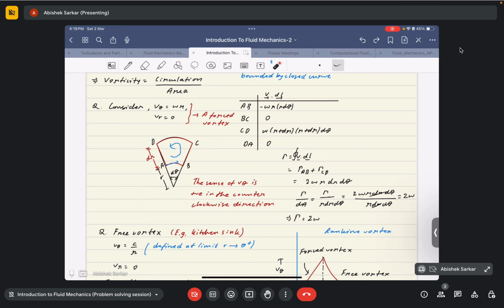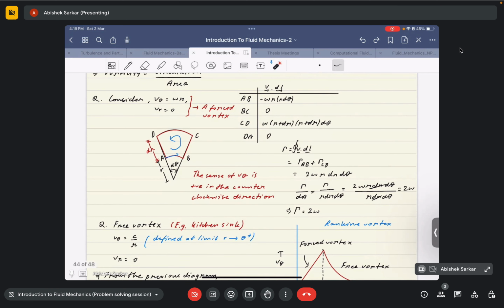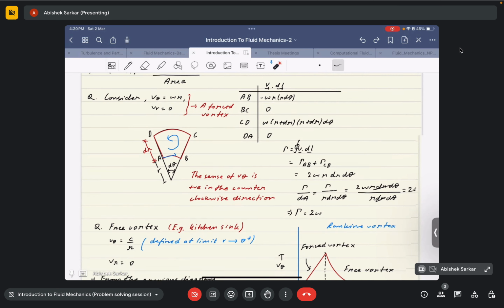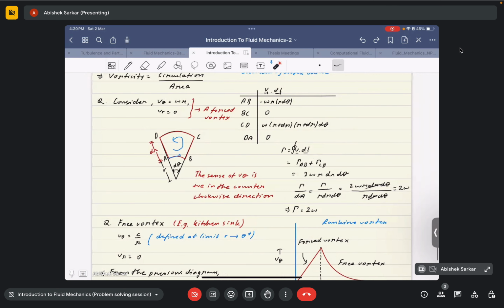Okay, so we get that the net circulation gamma, that is the line integral of v dot dl, would be equal to just the sum of gamma AB plus gamma CD, because gamma BC and DA are 0. That's why you just need to add up gamma AB and gamma CD. So from that we get that gamma is equal to 2 omega r dr d theta.